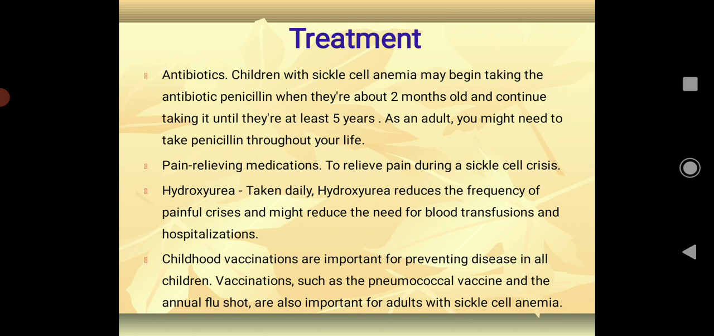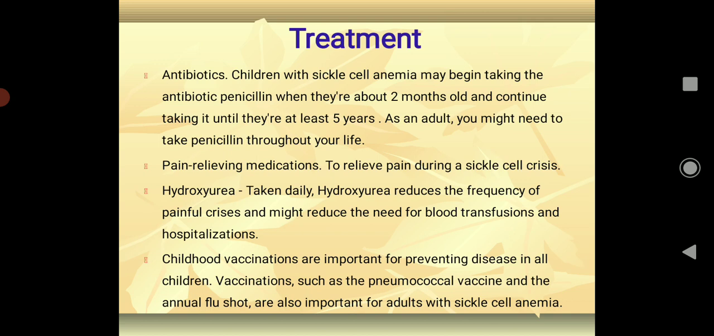Some pain relieving medication is also used for sickle cell anemia because it relieves the pain during the sickle cell crisis. Other treatment includes hydroxyurea. It is taken daily because hydroxyurea reduces the frequency of painful crises and might reduce the need for blood transfusions and hospitalizations during sickle cell anemia.